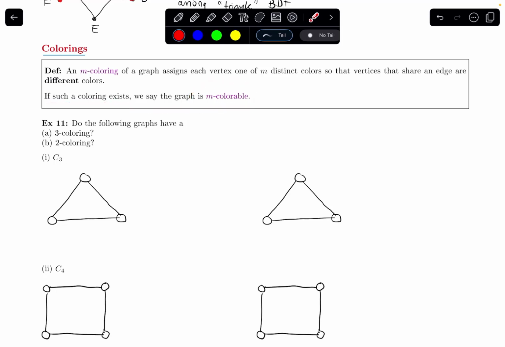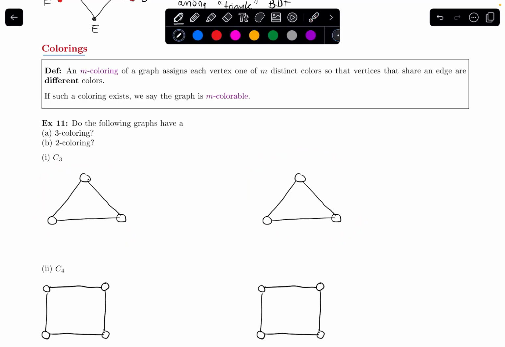All right, so let's do an example. Do the following graphs have a 3 coloring, and then do they have a 2 coloring? So in part 1, we have C3. So remember, this is a cycle with 3 vertices. So I've got the cycle drawn twice. I want to ask, well, can I do this with 3 colors? Can I do it with 2 colors? So can I do it with 3 colors?